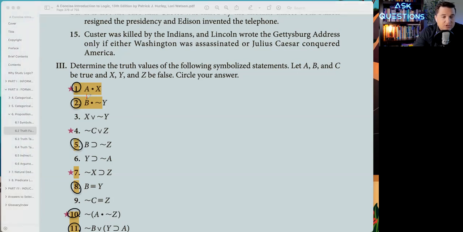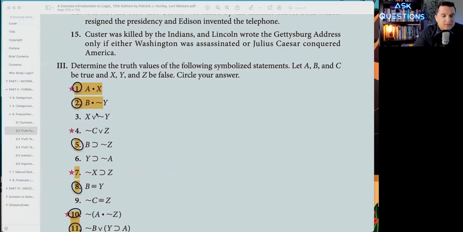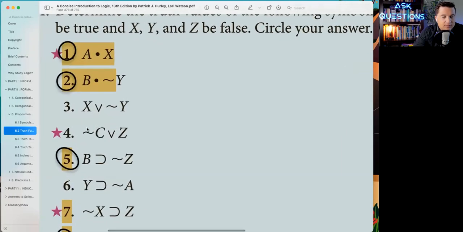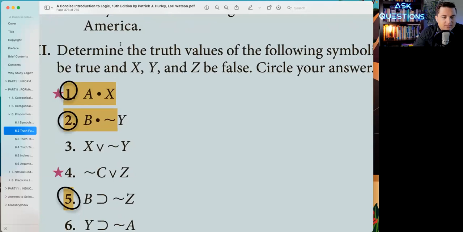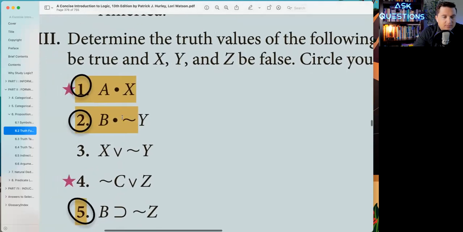So we said A is true. You know what? Let's, we just need a little bit more. Let me do this. No, mouse should do it. There we go. Just need a little bit more room here.